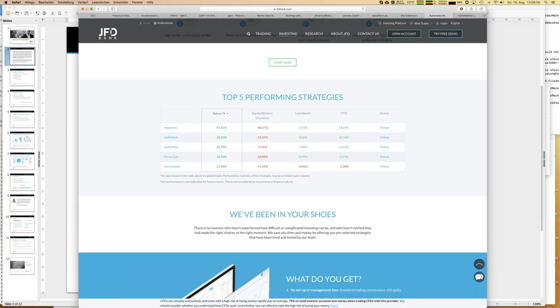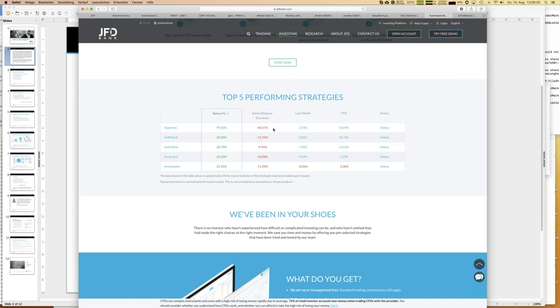Already here on the first page, you see that those strategies differ in their key figures, especially if you look at return and equity balance deviation. I will explain that a little bit more later. It's a little bit like a drawdown. You can see that if you have high returns, then there might be high risk involved as well.